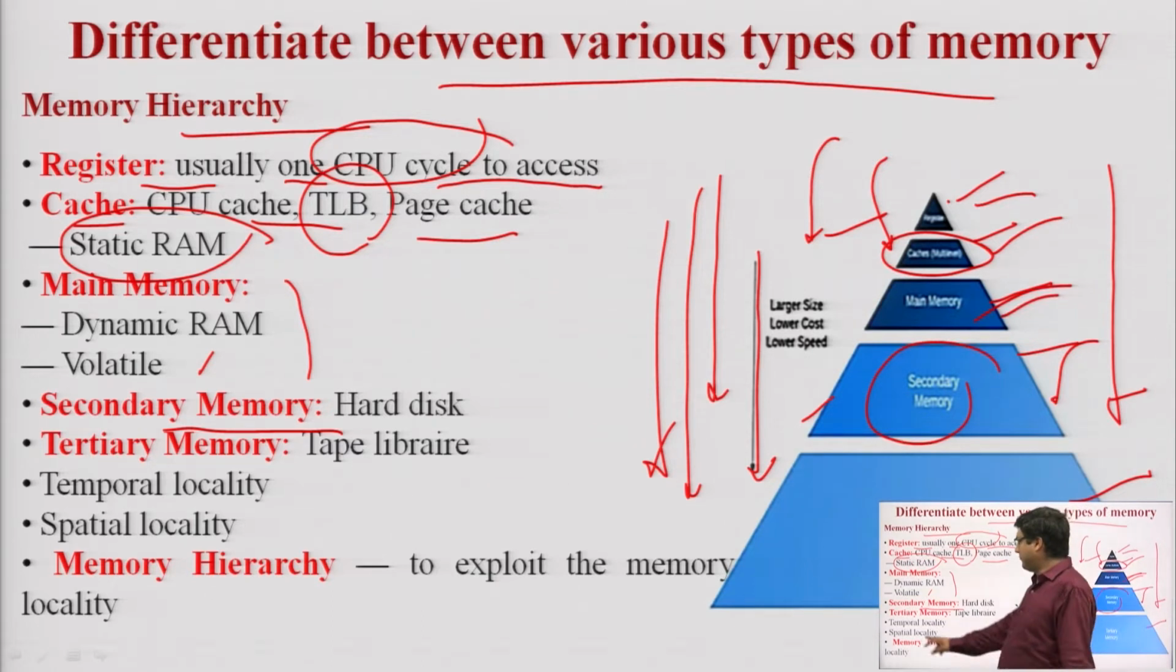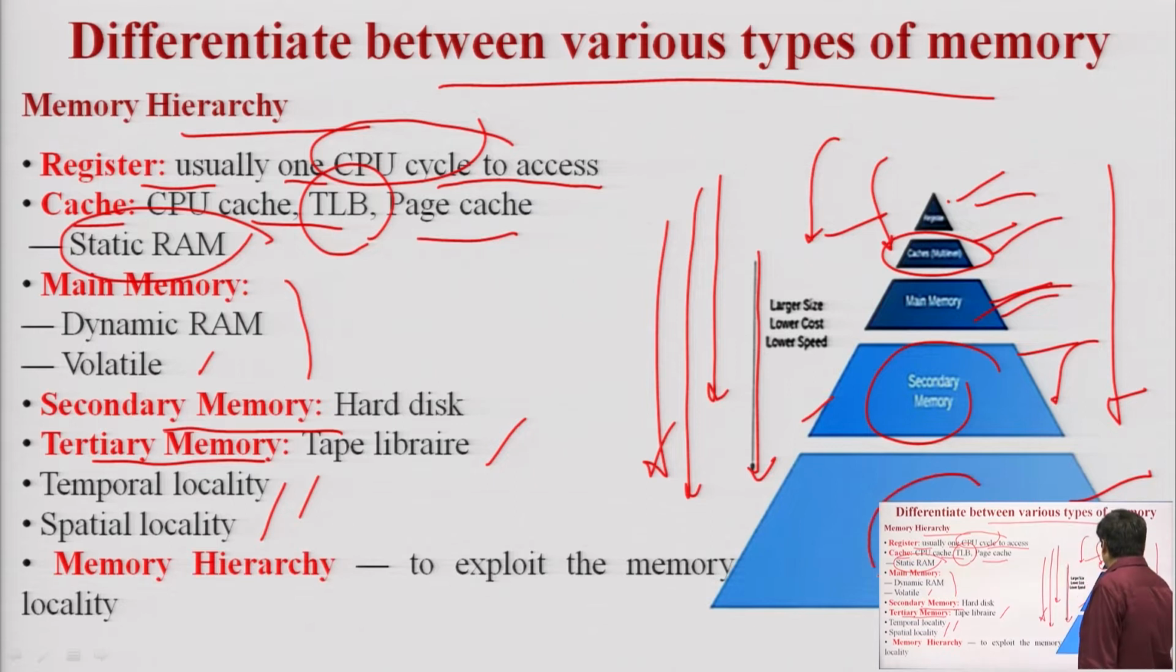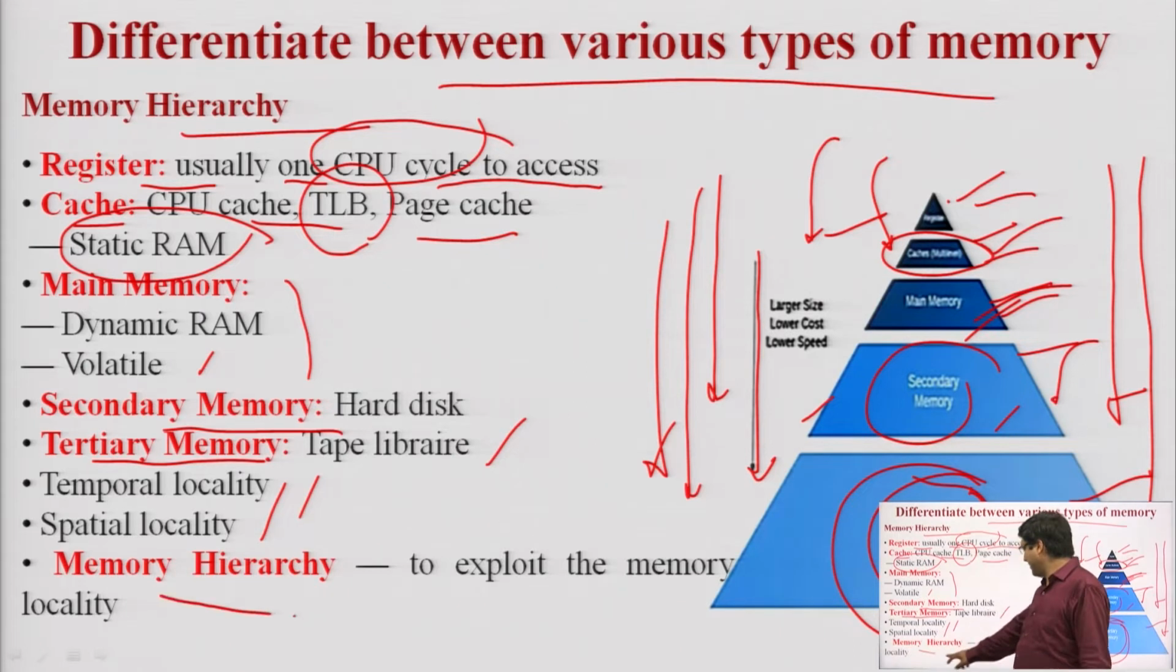After that we have tertiary memory. Tertiary memory means they are utilizing tape libraries. They have spatial locality, temporal locality. So tertiary memory has a very much lower speed, lower cost, and is larger in size as compared to other memory devices in the memory hierarchy like main memory, cache memory, secondary memory. After that in the memory hierarchy, we exploit the memory locality.